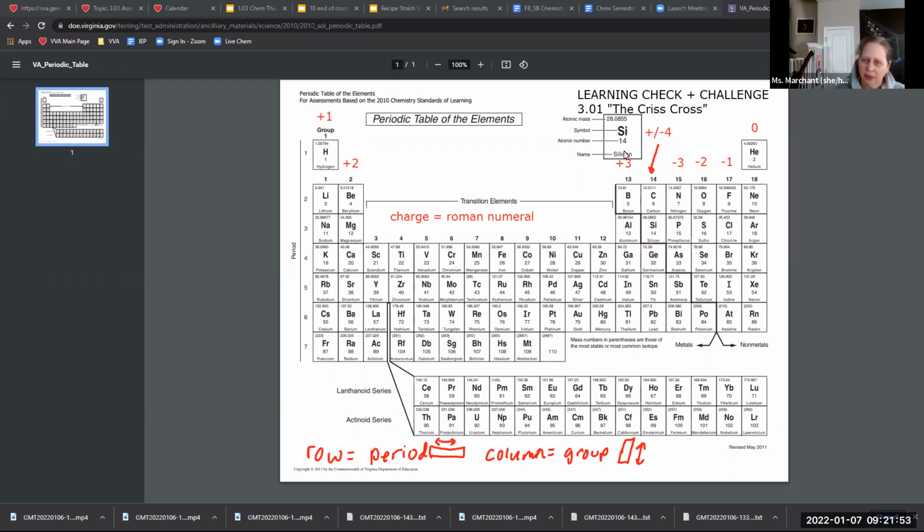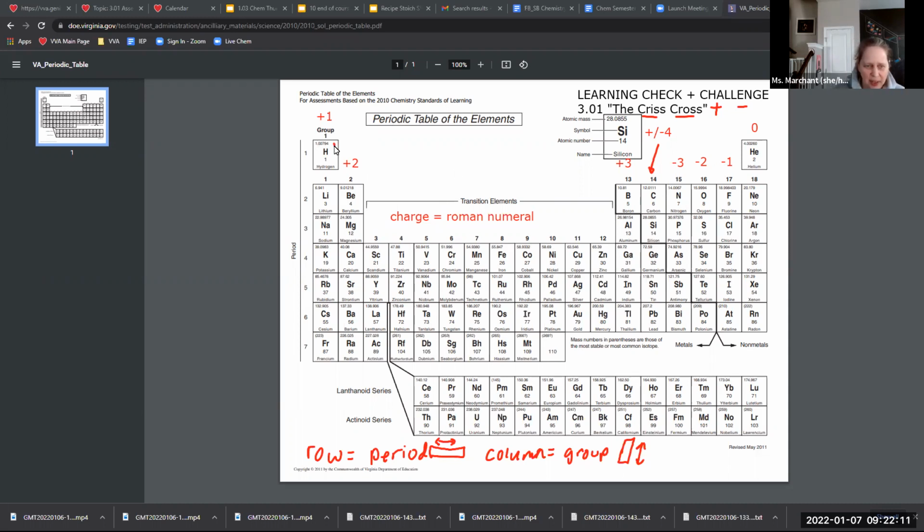All right, so we're talking about the crisscross today. This only works with ionic bonds, and that's when you combine a positive with a negative, or a cation, because those positives are cations and the negatives are anions. Some good key terms to have written down.